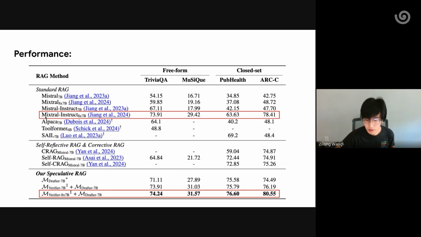So you can compare these two rows. For this verifier, that's the Mixtral 8x7B without instruction tuning. We only tune the drafter, which is much smaller than the verifier, and the training data is not large. You can check the paper. I remember it's 40,000 samples. It's not that large a training set. And you can see our performance is still quite a bit better than the instruction-tuned version.